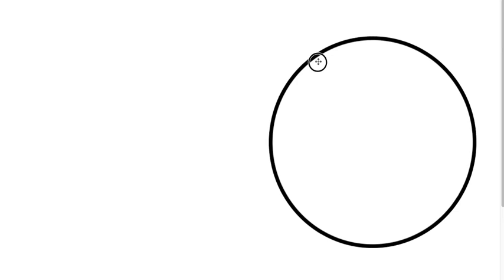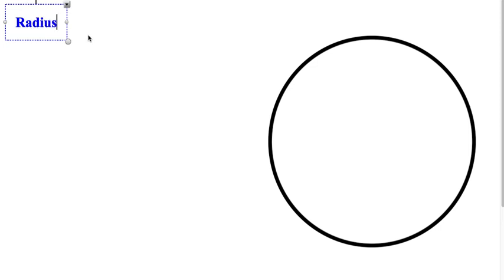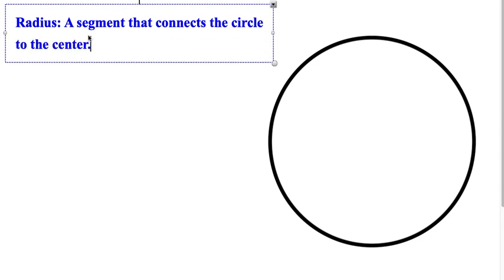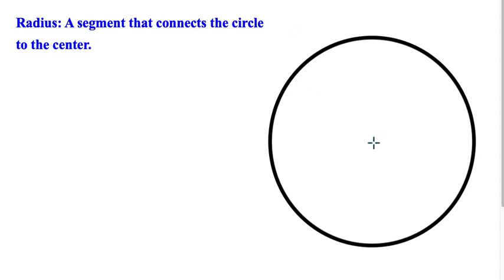The next thing we need to talk about with circles are some of the characteristics, and one of those is something I know you've heard of, which is the radius. And that is a segment that connects the circle to the center. So if you're looking at that, that would mean you'd be looking at a segment just like this, and let's say that's the center right there. That would be an example of a radius. And that's how we define a circle.